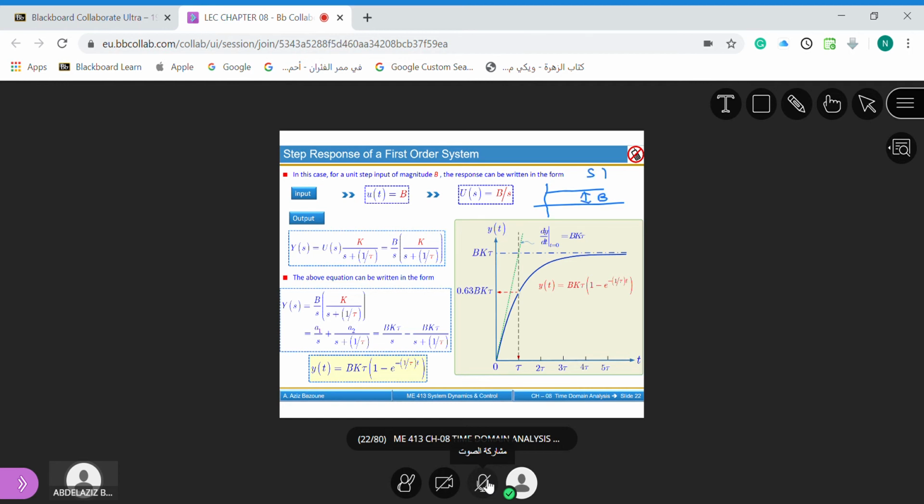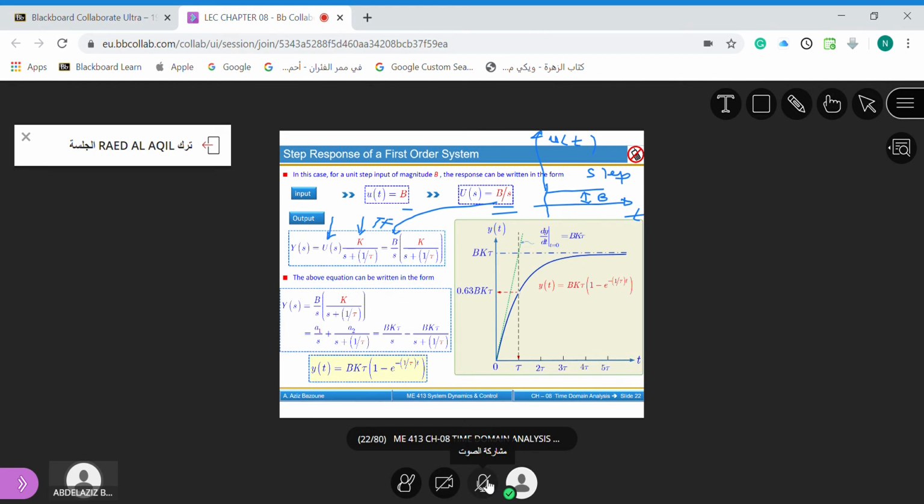This is a step input. This is the time, u of t, and this is the time here. Now, u of t is this one, so U(s) will be simply B over s. If you substitute B over s in your equation, remember, this was our transfer function. This is U(s), you substitute it by B over s, because B over s is the step input. So B over s multiplied by the transfer function.